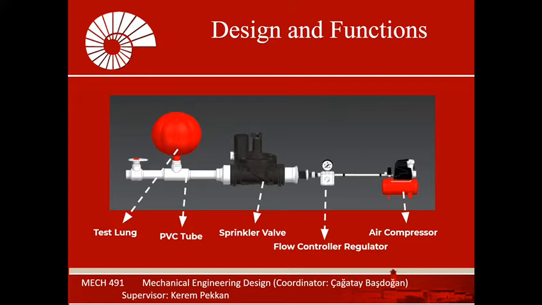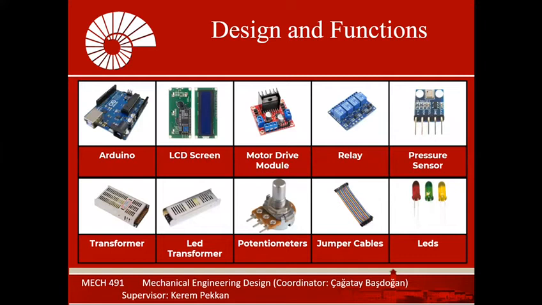Thanks to the solenoid in the sprinkle valve, it determines whether air goes to the test lung or not. We adjust the inhalation and exhalation by giving current to the sprinkle valve. We create an airway using PVC tube, and finally the test lung is connected to this tube. We create the electronic part using Arduino. In addition, we made our system user-friendly by using an LCD screen, LEDs and potentiometers.